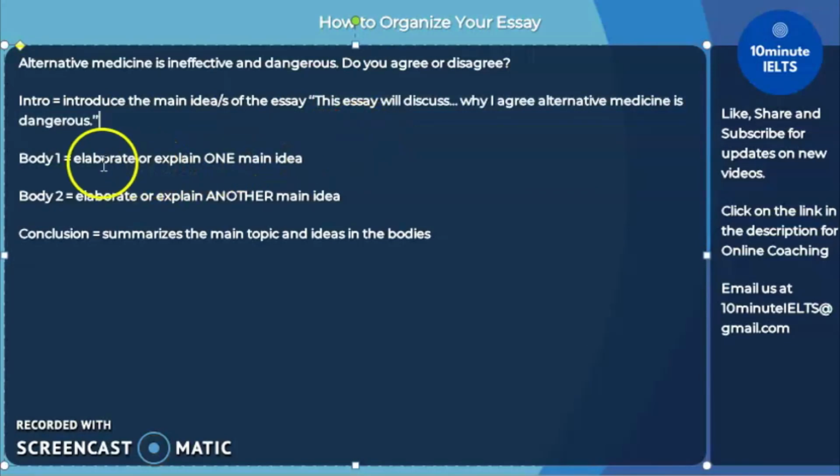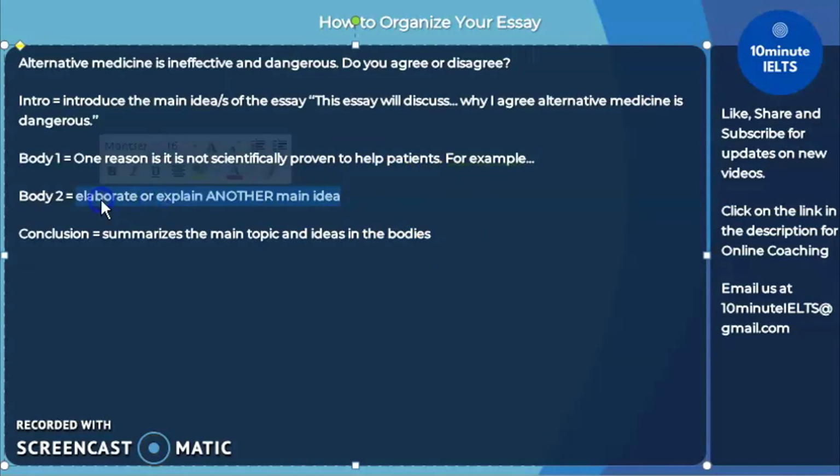Next is the body. It should be much longer than the intro because it will elaborate or explain. And one main idea I could say is, one reason is it is not scientifically proven to help patients. And then you can give an example, you can give whatever anecdotes or stories you like. The second body will just be the same thing, but I'm not allowed to do this. Another reason is it is not proven by scientists.